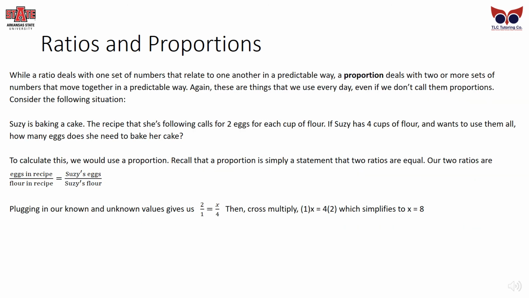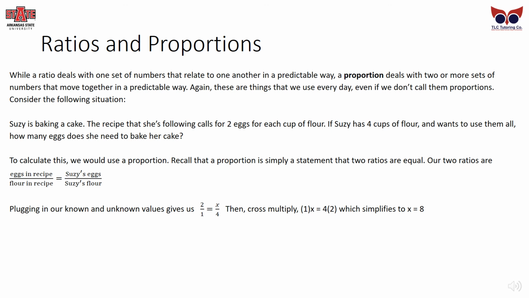While a ratio deals with one set of numbers that relate to one another in a predictable way, a proportion deals with 2 or more sets of numbers that move together in a predictable way. Again, these are things we use every day, even if we don't call them proportions. Consider the following situation. Susie is baking a cake. The recipe that she's following calls for 2 eggs for each cup of flour. If Susie has 4 cups of flour and wants to use them all, how many eggs does she need to bake her cake? To calculate this, we would use a proportion.